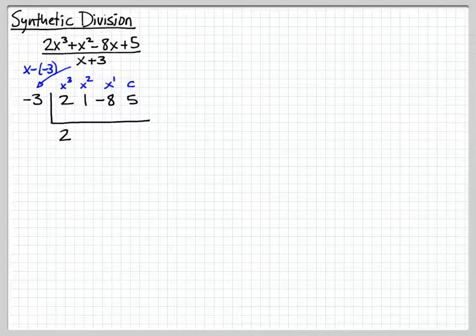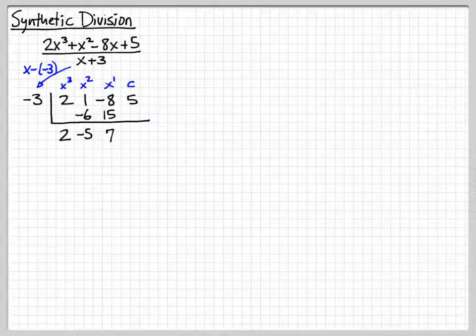and we multiply it times negative 3. We add 1 plus negative 6. We multiply that by negative 3. We add negative 8 and 15. And then we get 7 multiplied times negative 3. And then we add these together and we get negative 16.